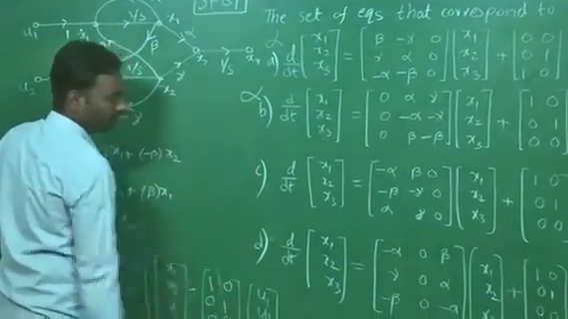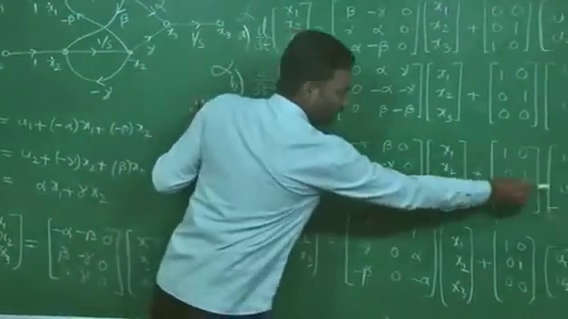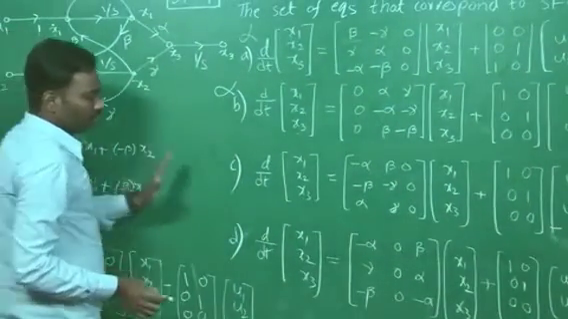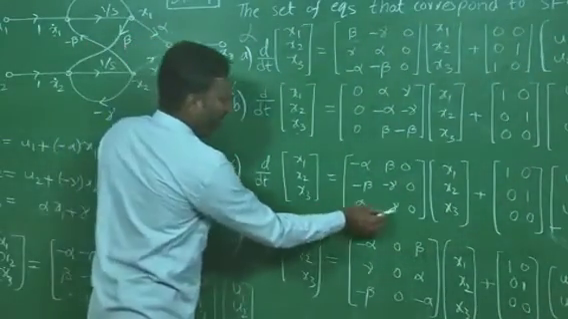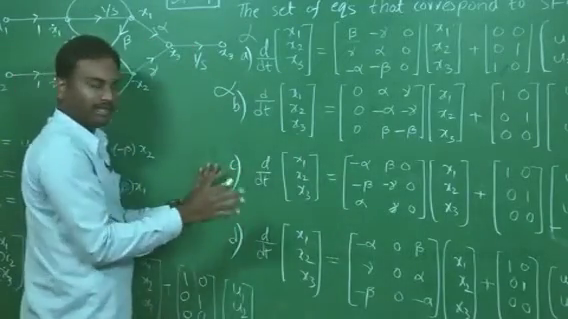In option C, x3 dot does not have any connection with the input. The node x3 dot does not have any connection with the input. But the gains are alpha and gamma, as we can see. So this option may be right.